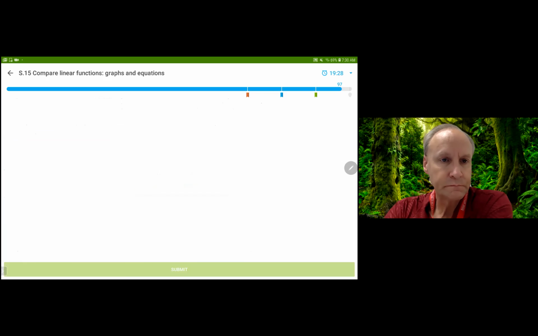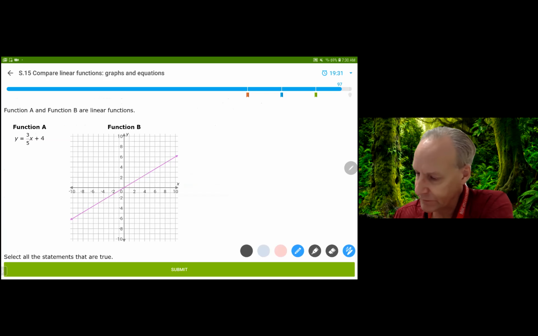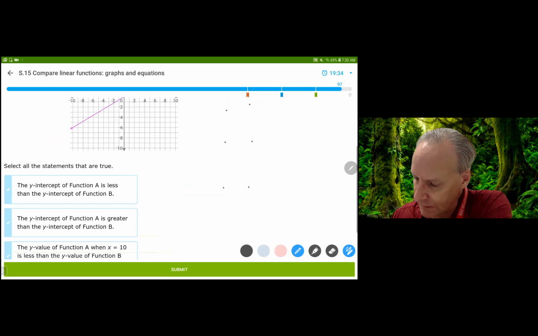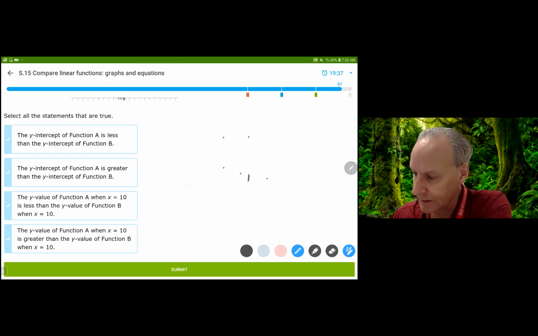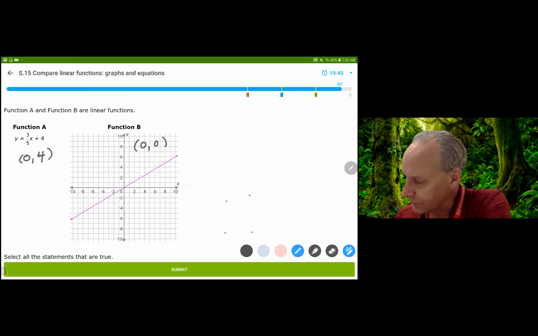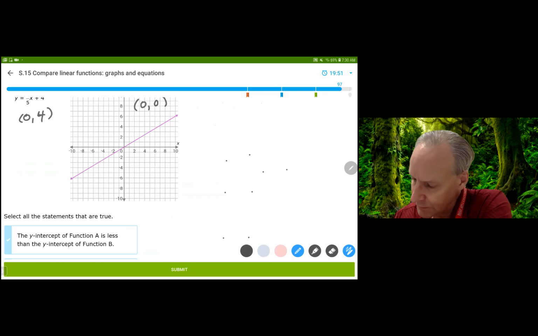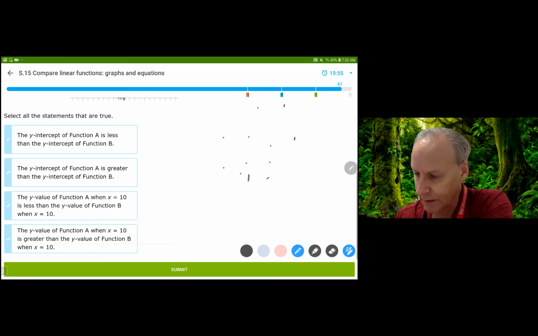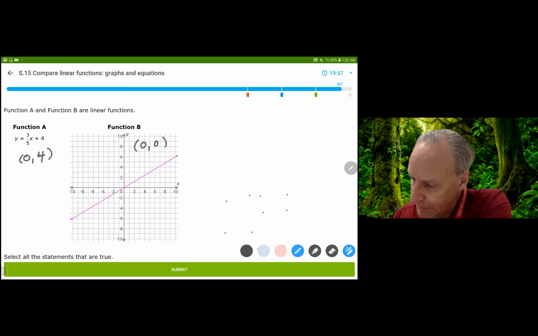Okay, definitely no guessing on these. Okay, we want to compare the y-intercepts, and we want the value at x equal to 10. Okay, so we're comparing the y-intercept. This one is at 0, 4, and this one, of course, is at 0, 0. And then we also want to compare, what else was it? The y-intercepts and the value at 10, 10, not negative 10. So this one has a point at 10, 6.